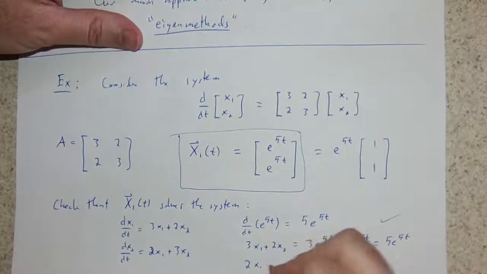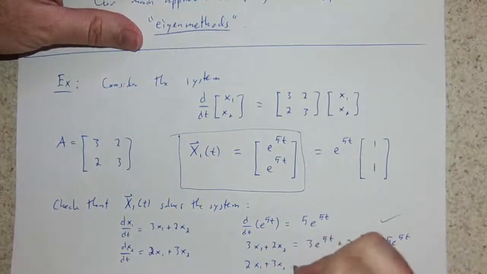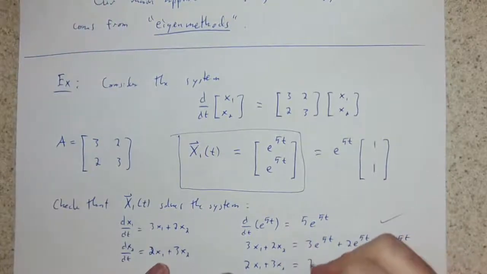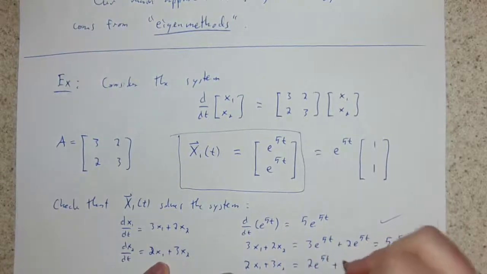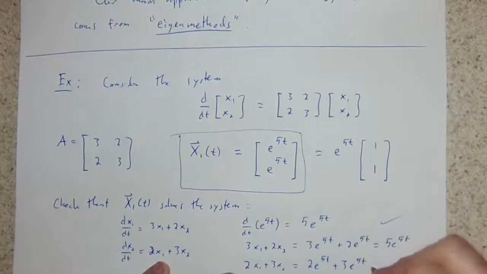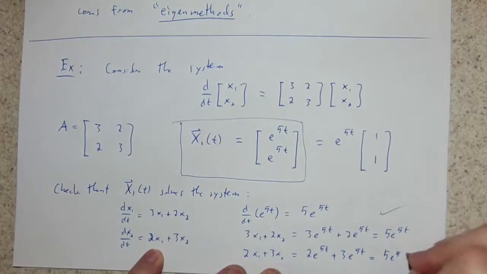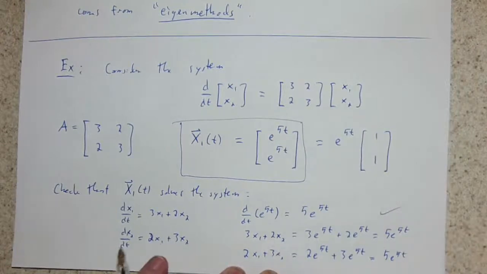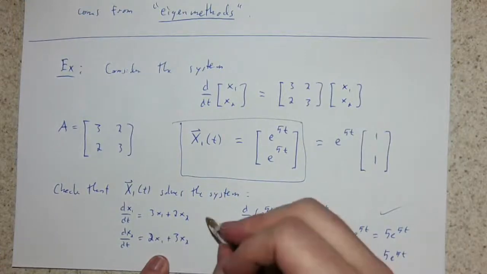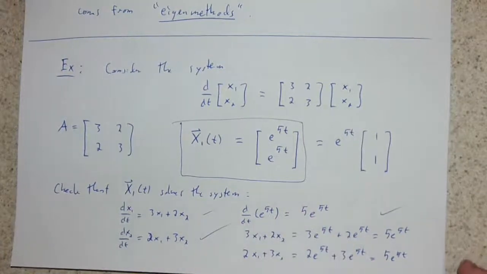So what's 2x1 plus 3x2? Well, that's 2e to the 5t plus 3e to the 5t. So that is 5e to the 5t. And so the second equation, the derivative of e to the 5t, which is 5e to the 5t, is equal to 2x1 plus 3x2, which is also 5e to the 5t. So both of these work.